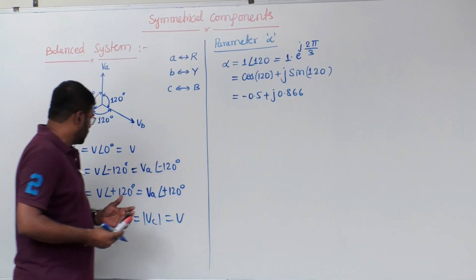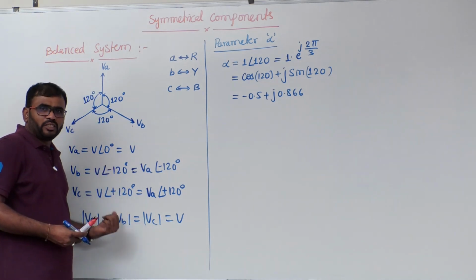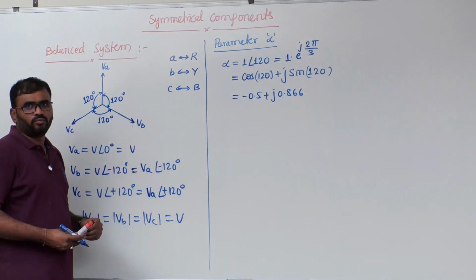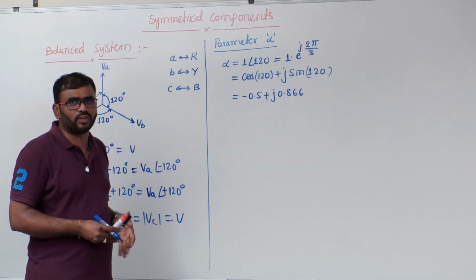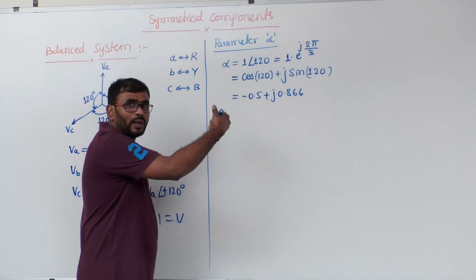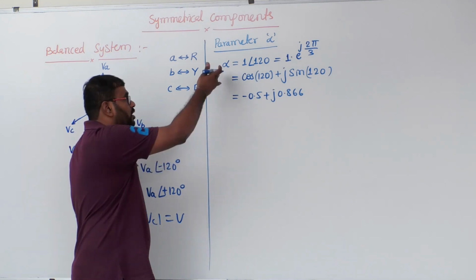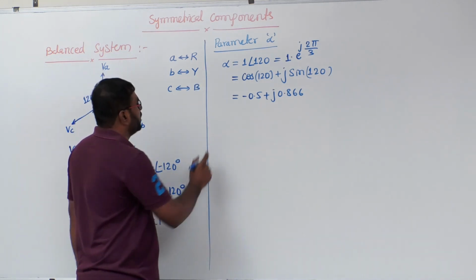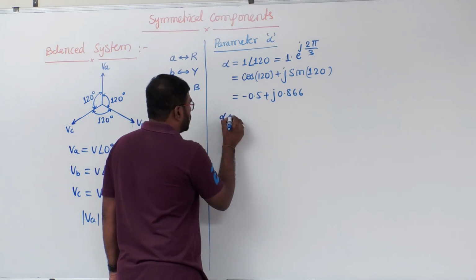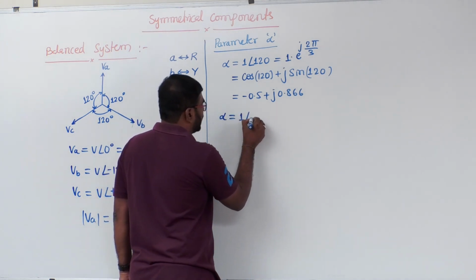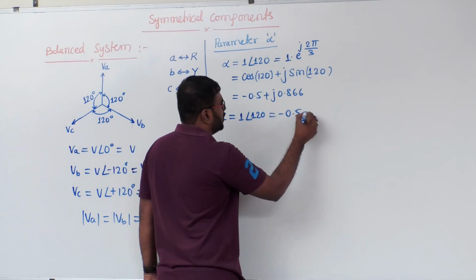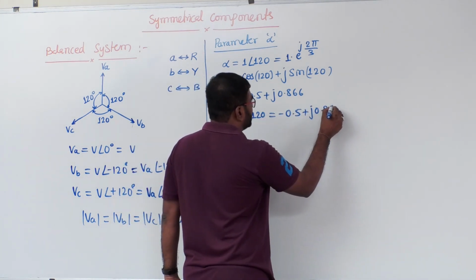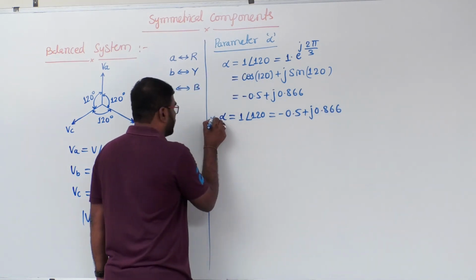So that we can write VA, VB, VC vectors in terms of alpha. Things become very simple. That is the reason why we defined alpha. There is no other reason for that. Okay. So we do all the calculations later in terms of what? Alpha only. Okay. Now alpha equals 1 at an angle 120 degrees, which is equal to minus 0.5 plus j 0.866. This is the first thing we defined.